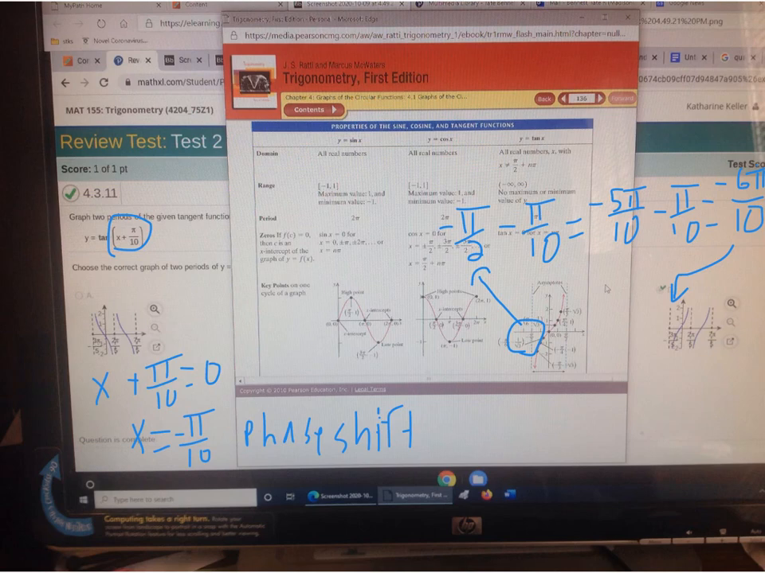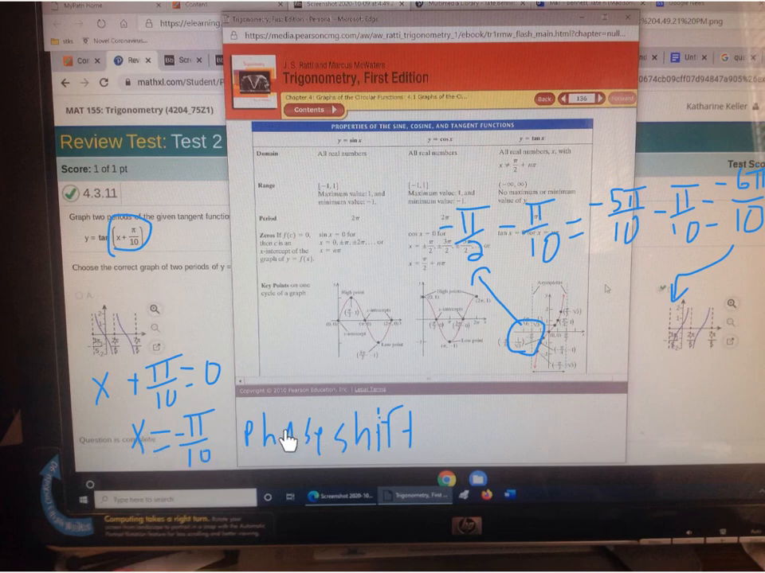Well, I saw your question here. Graph 2 periods of the tangent, and actually just picking out the graph: y equals tangent of (x plus pi tenths). So what I generally do is take what's in the parentheses, set it equal to 0, and solve.